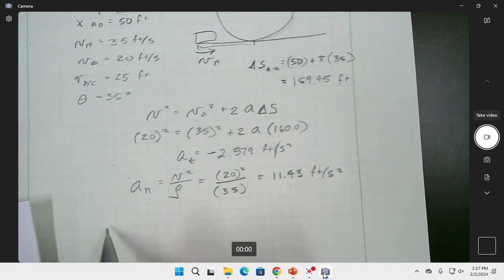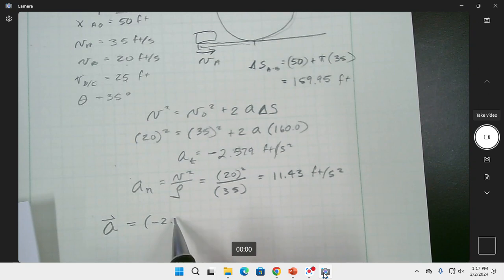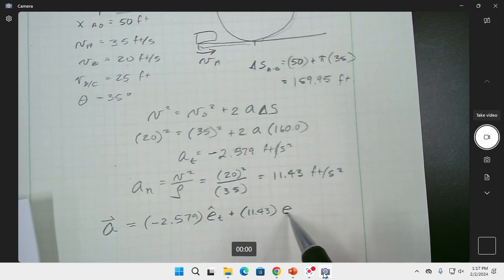So it makes sense that we write this out as the vector. It's going to be negative 2.579 ET plus 11.43 EN.